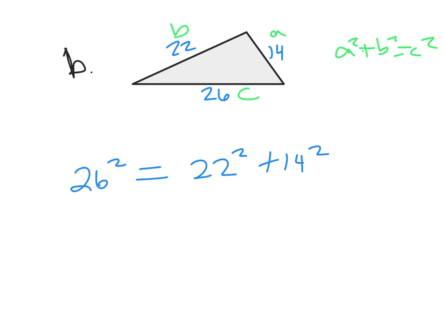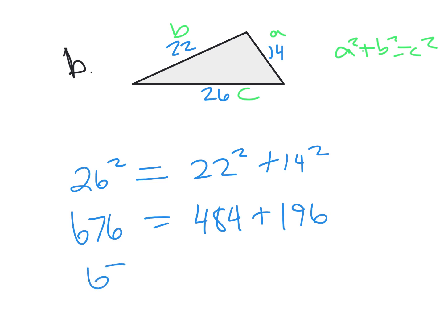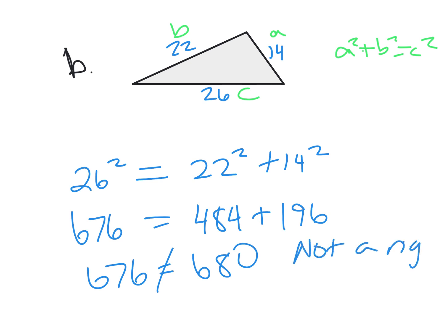All right, so what's 26 squared? 676. What's 22 squared? 484. And what's 14 squared? 196. So then we just need to add 484 plus 196. 680. Does 676 equal 680? No. So no is how you say that on the equal sign, and then you would say not a right triangle.